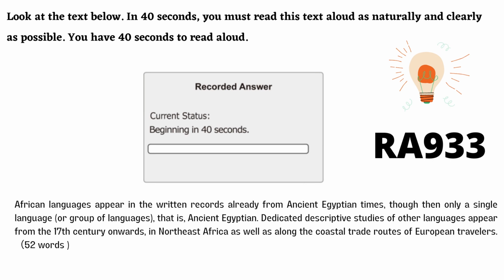African languages appear in the written records already from ancient Egyptian times, though then only a single language, or group of languages, that is, Ancient Egyptian. Dedicated descriptive studies of other languages appear from the 17th century onwards, in northeast Africa, as well as along the coastal trade routes of European travelers.